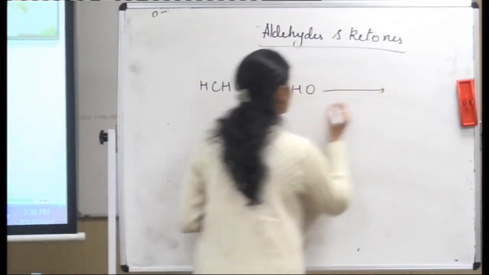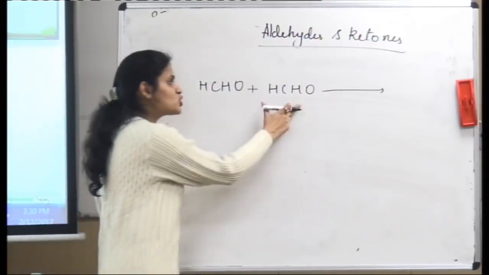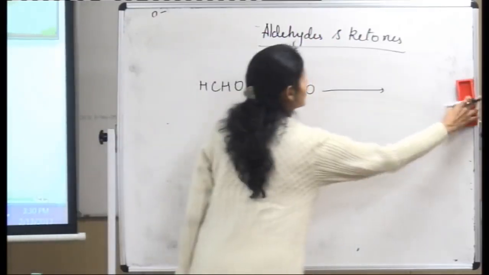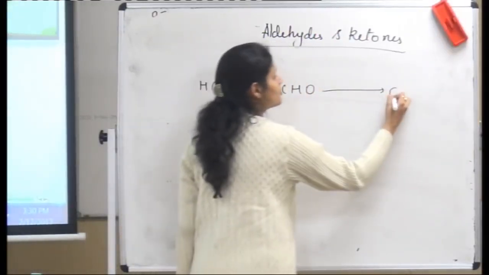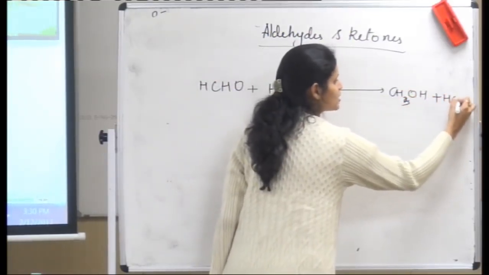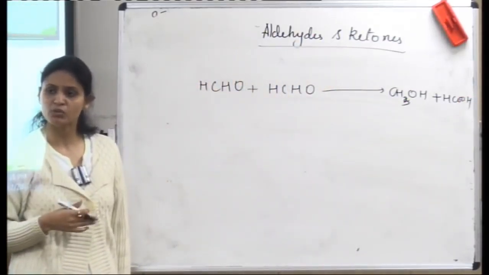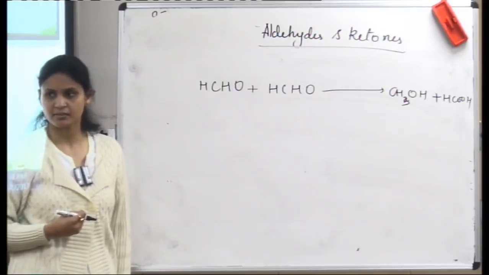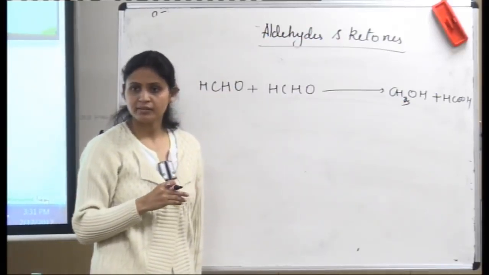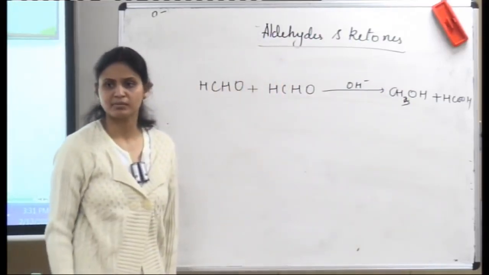So what should be the product when I am saying that it is a self-oxidation and reduction reaction? That means out of these 2 molecules, 1 molecule will undergo reduction and 1 will undergo oxidation. That means the product is very clear. It will form CH3OH and HCOOH, because we know the next higher oxidation product for aldehydes and ketones is the carboxylic acids, right? And the reduction product for aldehydes and ketones is the alcohols, right? Provided we provide the basic medium.